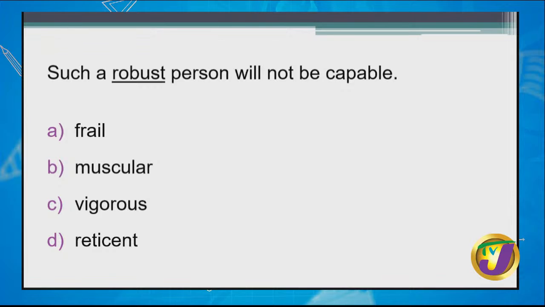All right, let's look at the next sentence. Such a robust person will not be capable. Robust. Even if you don't know the word, what kind of image does robust convey to you? Think of the word and what it might be associated with. Robust. Ready to think? All right. Now that you have an idea of what robust might be conveying, remember now we're looking at the opposite. So if robust conveys one idea, which one of these four, frail, muscular, vigorous, or reticent, would be the opposite of robust? So someone who is robust is someone who is very strongly built, and therefore the opposite of that is someone who is frail.